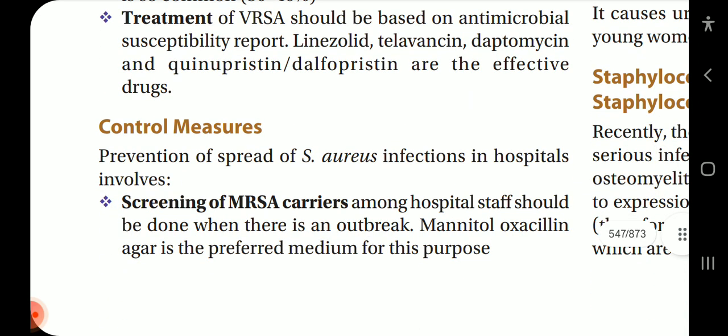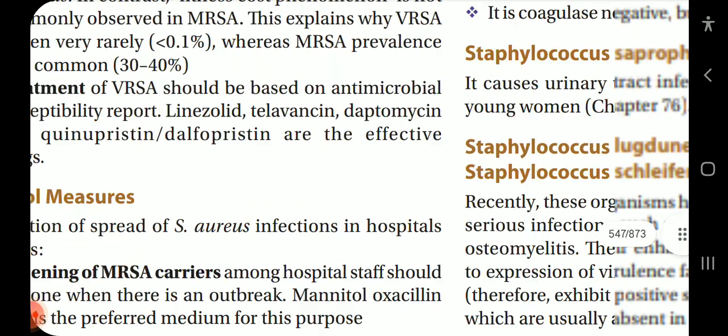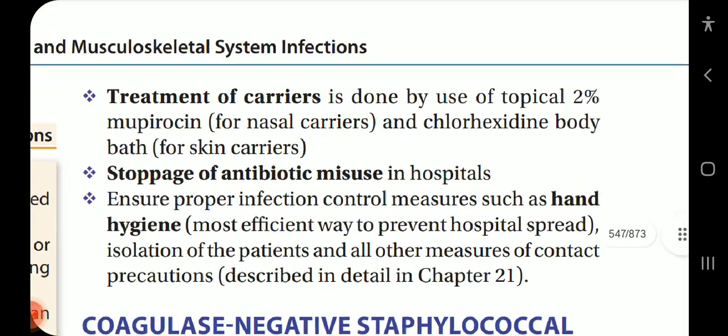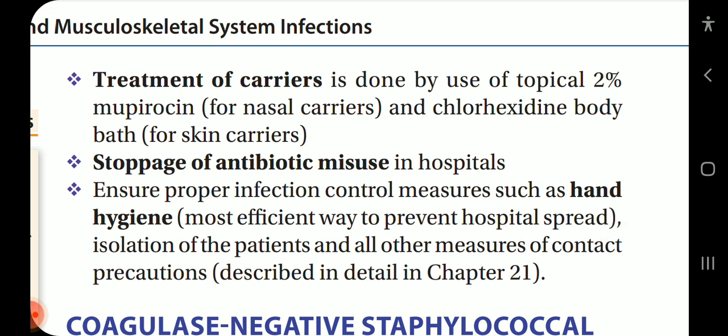Now the control measures. Prevention of spread of Staph aureus infection in hospitals involves screening of MRSA carriers among hospital staff, which should be done when there is an outbreak. Mannitol oxacillin agar is the preferred medium for this purpose. Treatment of carriers is done by using topical 2% mupirocin for nasal carriers and chlorhexidine body bath for skin carriers.